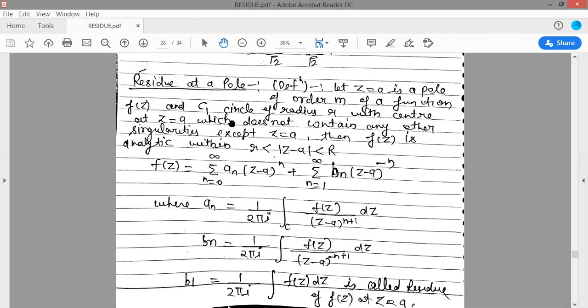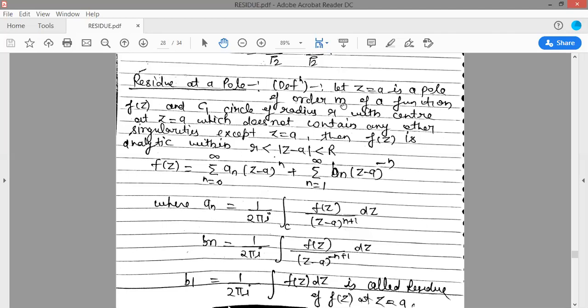So just look at the definition of residue. Let z equal to a be a pole of order m of a function f(z), and C1 a circle of radius r with center at z equal to a, which does not contain any other singularities, right? It means no removable, no essential, no isolated, only the pole singularity will be here.